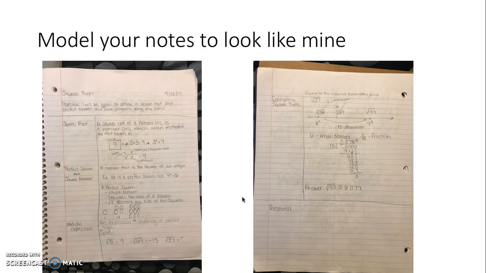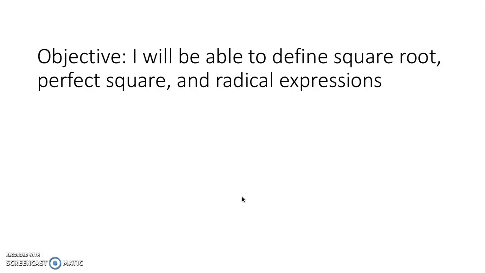If I were you, I might go on our website and pull these up and have them side by side, this and then the video, so you can follow along and write down exactly what I need you to write down, and then anything else that you want to add for your own good. Underneath the title, you're going to write objective, and I will need you to write word for word: I will be able to define square root, perfect square, and radical expressions. You will be able to define those at the end of this video.